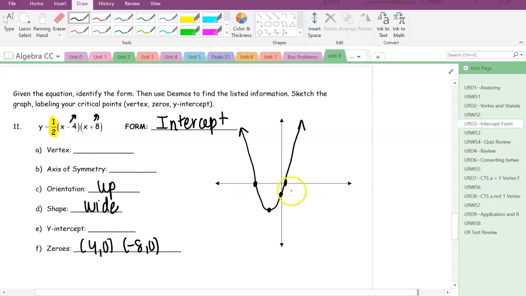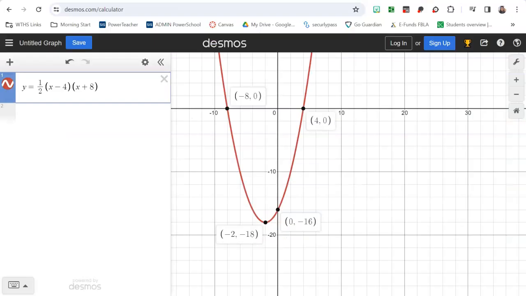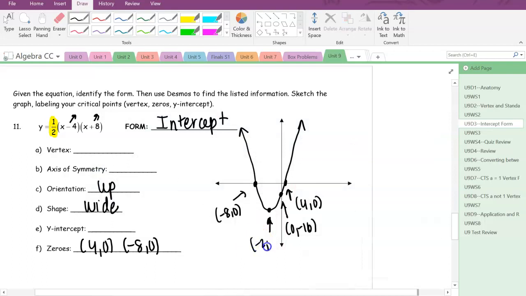So I have 4, 0. I have -8, 0. I had 0, -16. And what was that guy again? -2, -18. All right, vertex was the -2, -18. So our axis of symmetry is x equals -2. And our y-intercept is 0, -16.